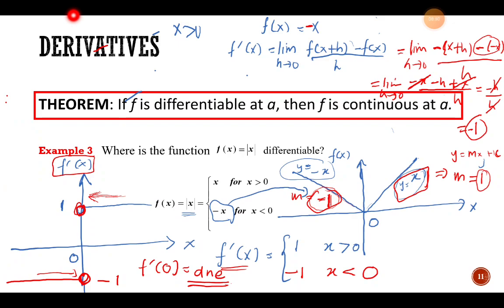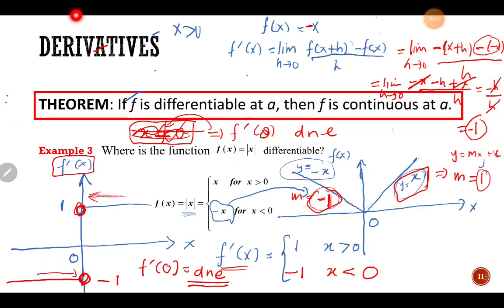So kalau f prime 0 does not exist, maksudnya it is not differentiable at x equals to 0. At x equals to 0, the function is not differentiable. Okay, f prime x is not differentiable at x equals to 0. Okay, f prime 0 here does not exist. Ni bukan maksud dia ni. f prime 0 does not exist at x equals to 0.